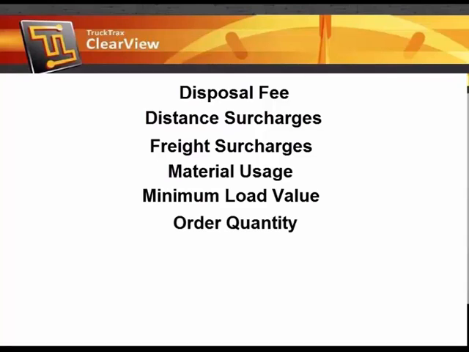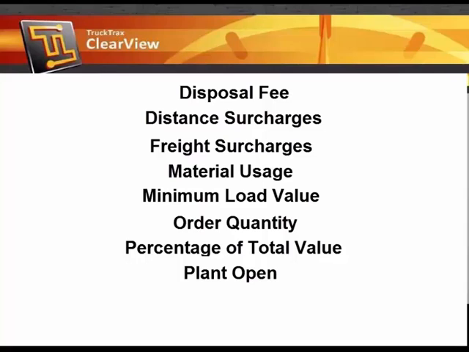Order quantity surcharges are based on an order quantity. This is probably the most basic surcharge type. This type charges an amount per unit of measure. For example, a fuel surcharge per load, a Saturday charge per order, and an overtime charge per hour. Percentage of total value. This surcharge is typically sales tax. It's calculated as a percentage of the value of the ticket. Plant open is a minimum fee to open a plant. This surcharge is typically a manually applied surcharge.